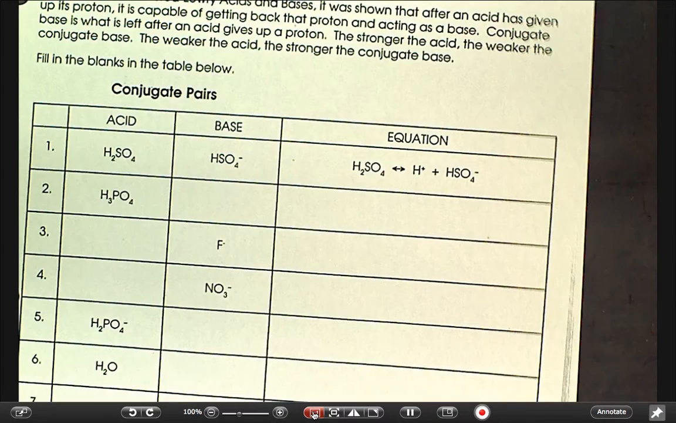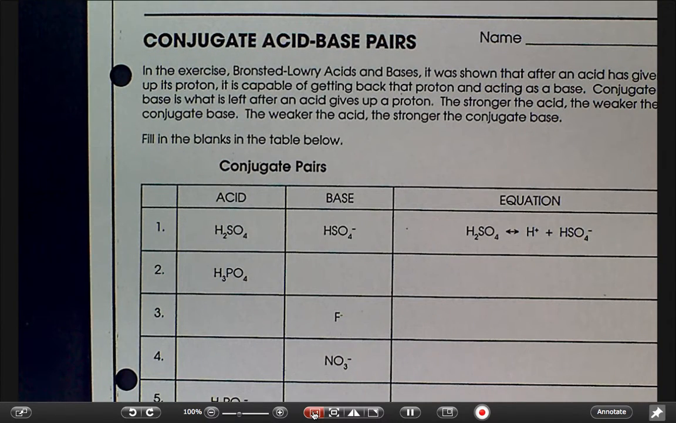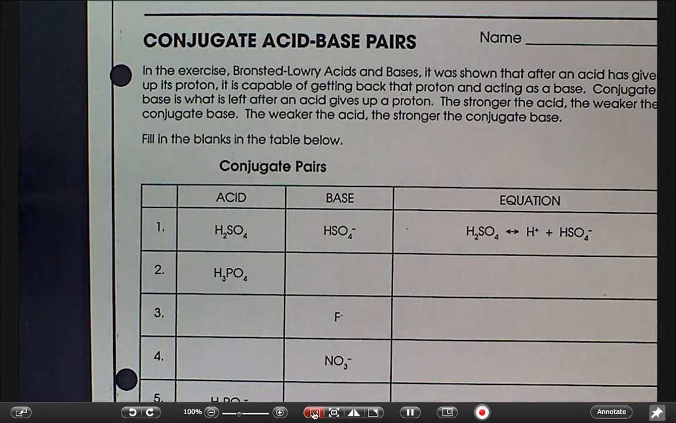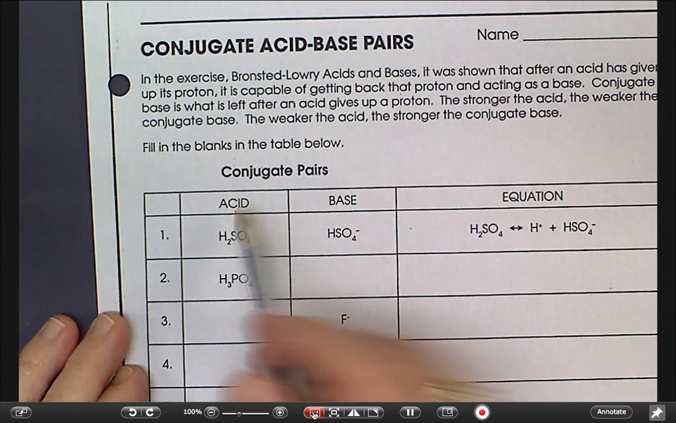All right, this is the paper I want you to get first, please. Now then, this is going to require you just to do a little thinking. Again, you're filling in like pieces of a puzzle. They give you parts. So it's basically subtracting an H or adding an H. Does that make sense? All right, this is your acid.